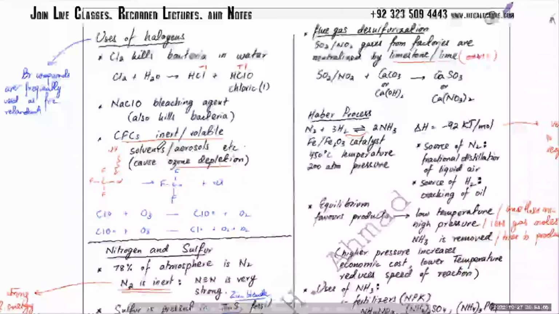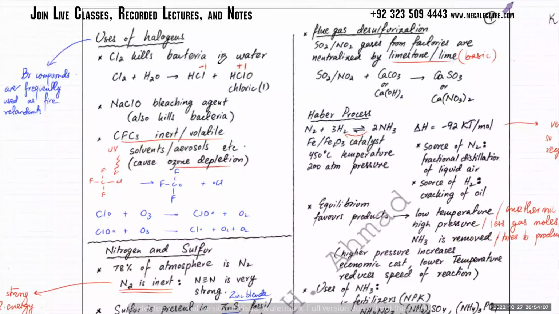Uses of halogens: chlorine is used in swimming pools to kill bacteria. It's a disinfectant. When it mixes with water, it forms two acids, chloric(I) acid and hydrochloric acid. NaClO is a bleaching agent that also kills bacteria. CFCs, chlorofluorocarbons, are inert, volatile solvents, used in aerosols, etc., which cause ozone depletion as well. They're used as refrigerants. We'll study all this further in organic. But these are some of the common uses.